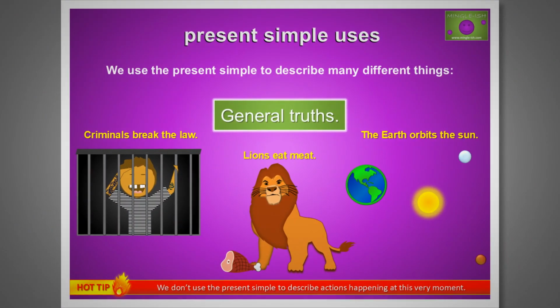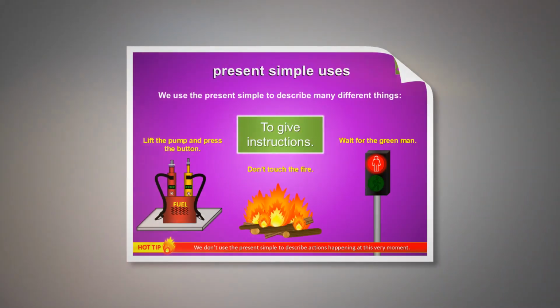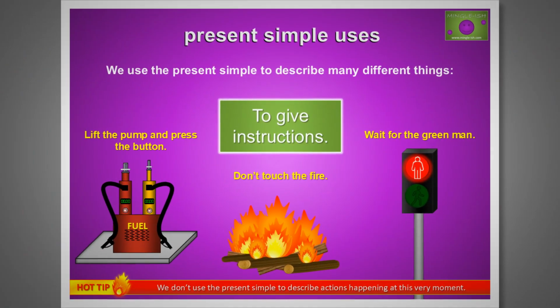We also use it for general truths. Criminals break the law. Lions eat meat. The Earth orbits the sun. And to give instructions. Lift the pump and press the button. Don't touch the fire. Wait for the green man.